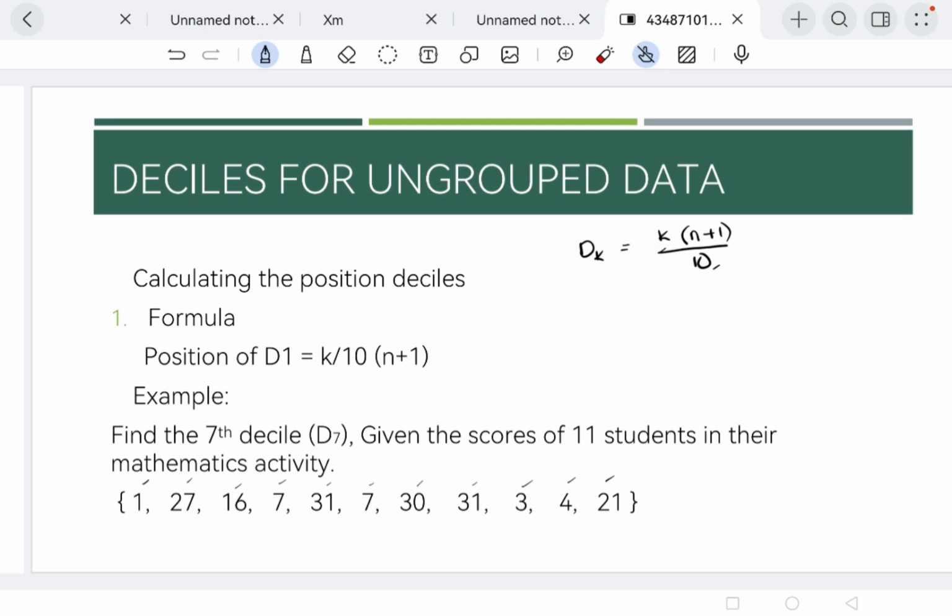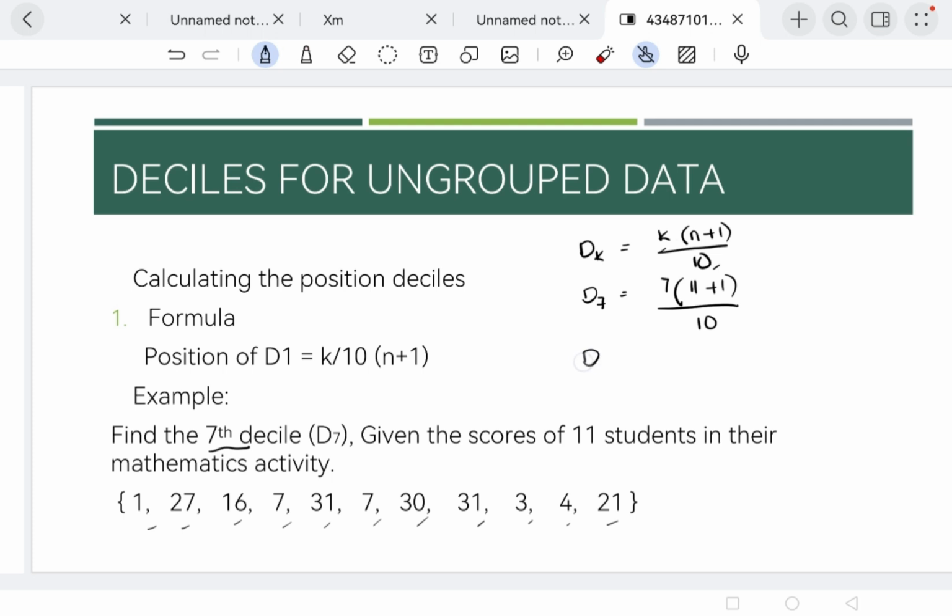So for example, we have here: find the 7th decile given the scores of 11 students in their mathematics activity. So we will count our scores. So that is 1, 2, 3, 4, 5, 6, 7, 8, 9, 10, and 11. So we have 11 scores of our 11 students. Since we are finding the 7th decile, our k is 7 times n. We have 11 scores, so that is our n, plus 1, divided by 10.